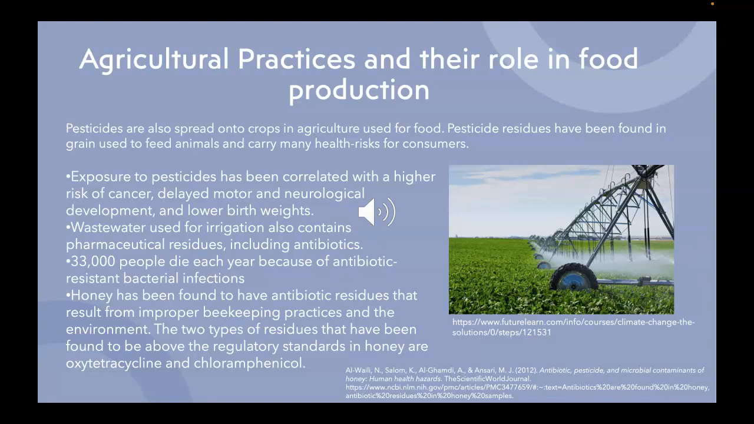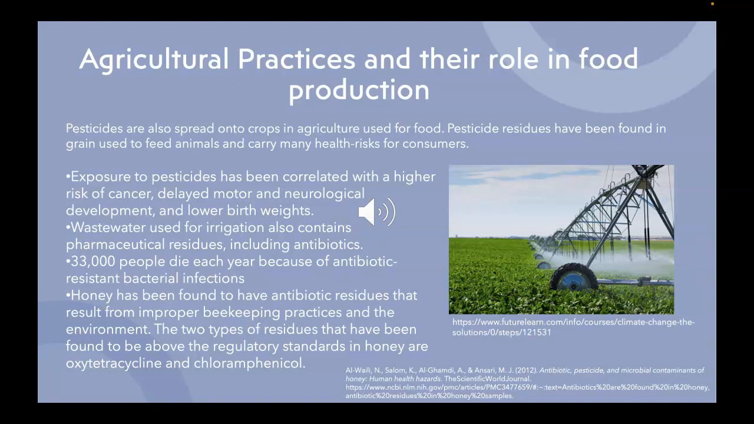Exposure to pesticides has actually been correlated with a higher risk of cancer, delayed motor and neurological development, and lower birth weights. Wastewater used for irrigation contains pharmaceutical residues such as antibiotics, and it has been found that around 33,000 people actually die each year because of antibiotic-resistant infections.